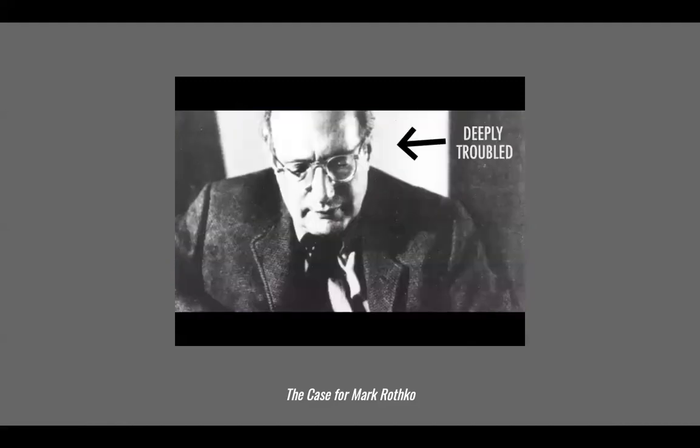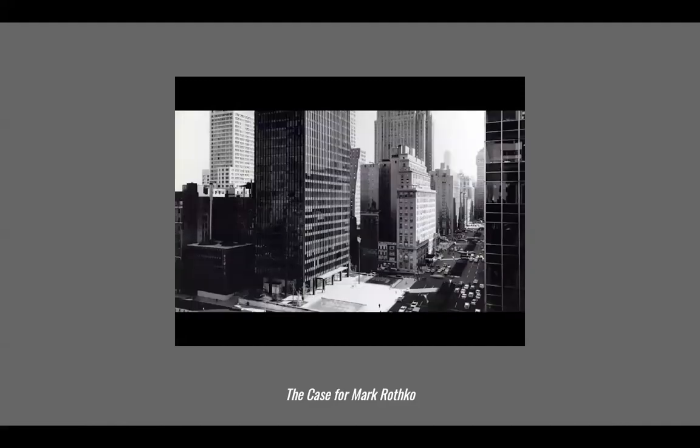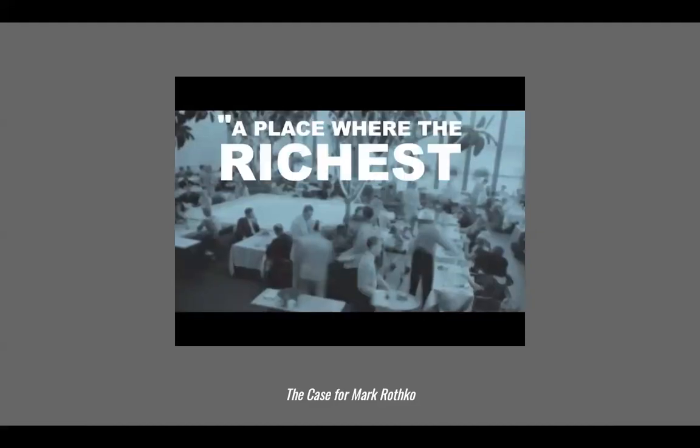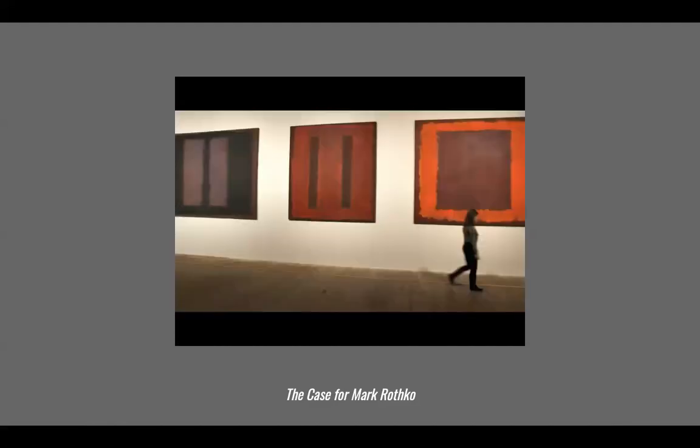Rothko was a deeply troubled and depressive man. He took his work very seriously and spent a great deal of time and focus and angst in creating each of them. In 1958, he was asked to create a set of murals for the Four Seasons restaurant in the new Seagram building in New York, calling it a place where the richest bastards in New York will come to feed and show off. He set to his task using a dark palette and planned for the enormous paintings to hang oppressively overhead, wanting to make the viewers feel they are trapped in a room where all the doors and windows are bricked up, so that all they can do is butt their heads forever against the wall.